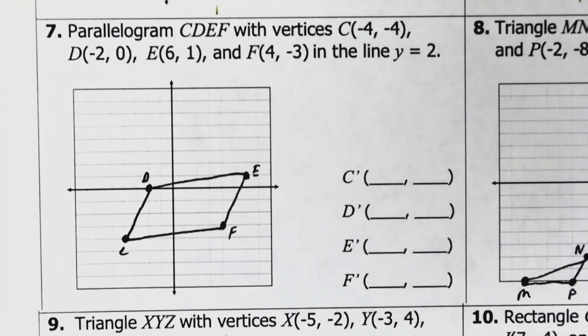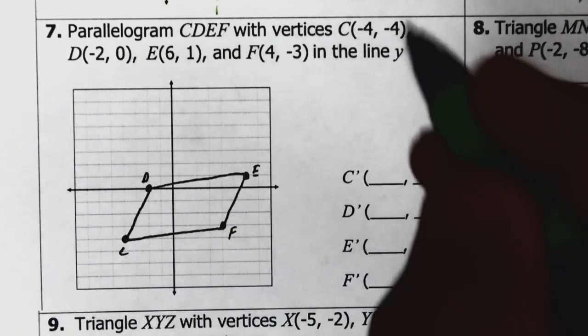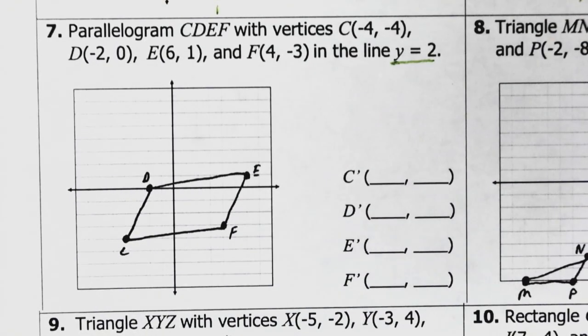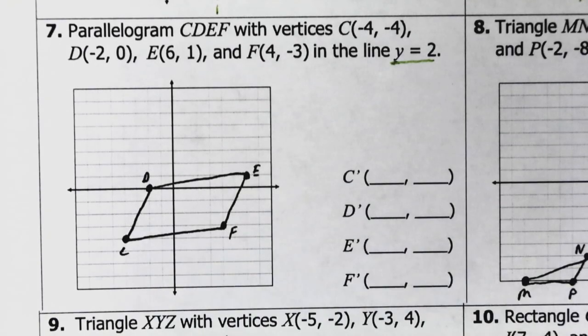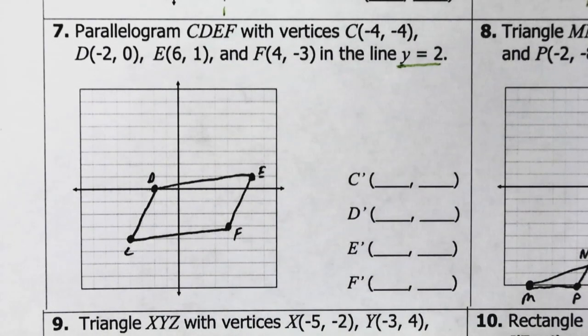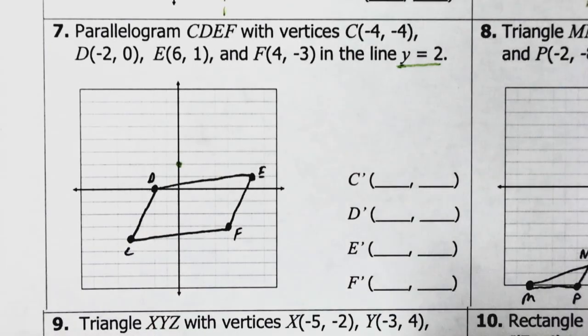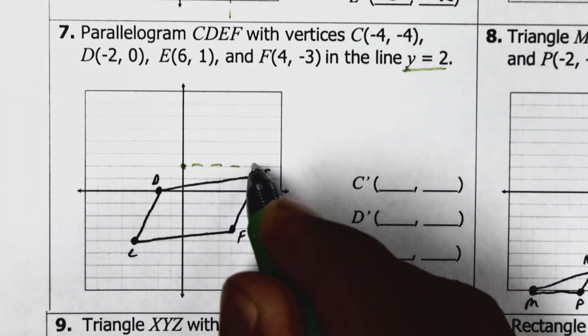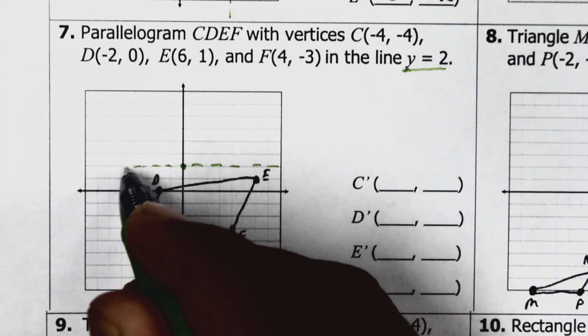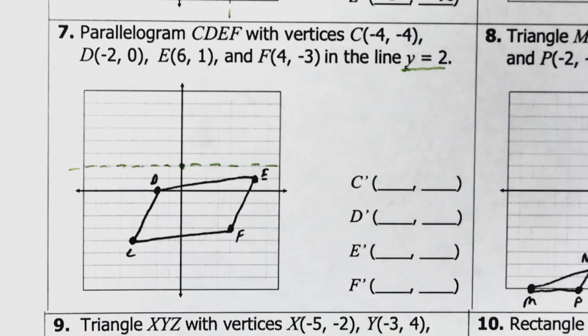All right, so this time it wants to reflect over y equals 2. So now this time it's a y equals equation. So anytime you have this y equals, that means that you're going to have a horizontal line of reflection. So you're going to go to y equals 2, which is right here, and then just go ahead and trace out your line of reflection. It's right here. There we go.